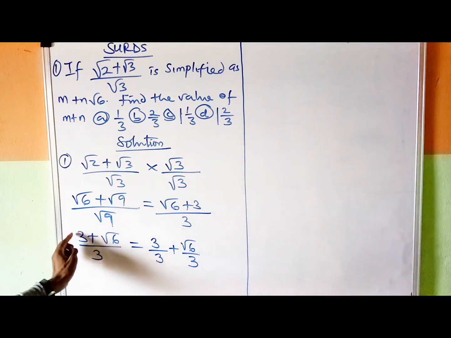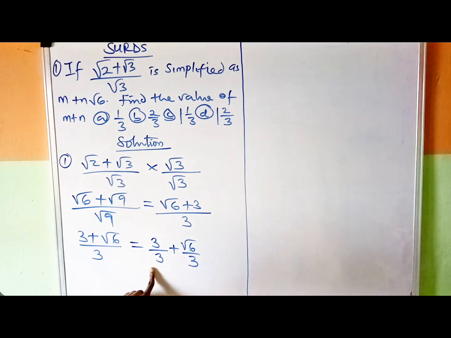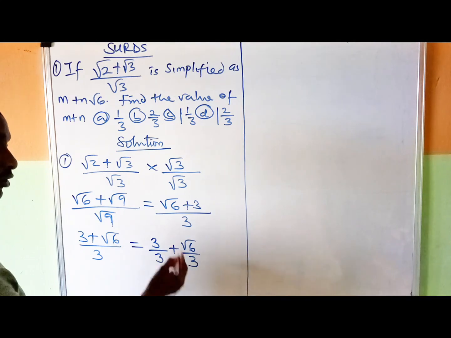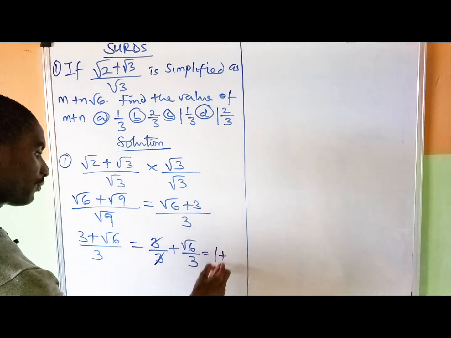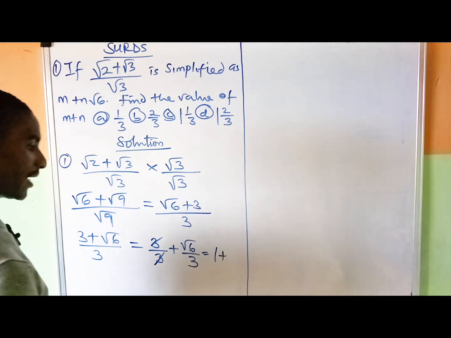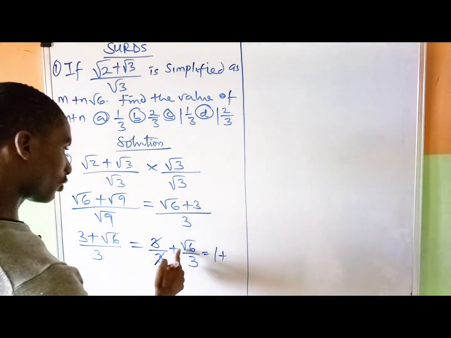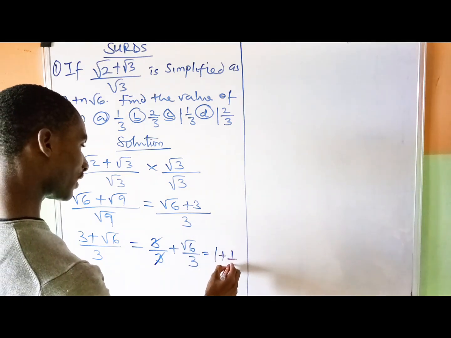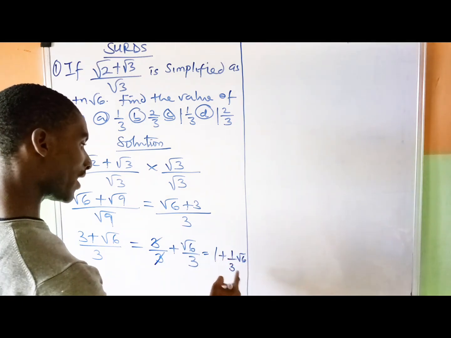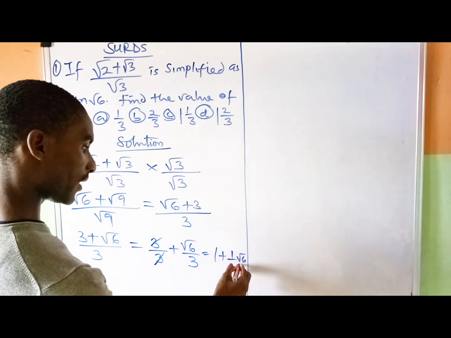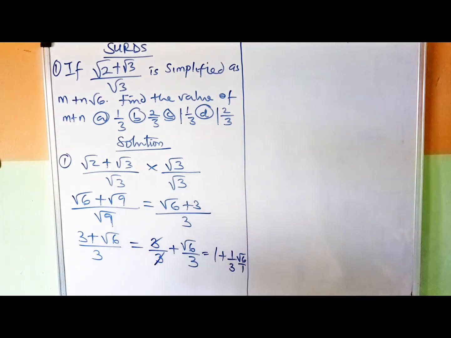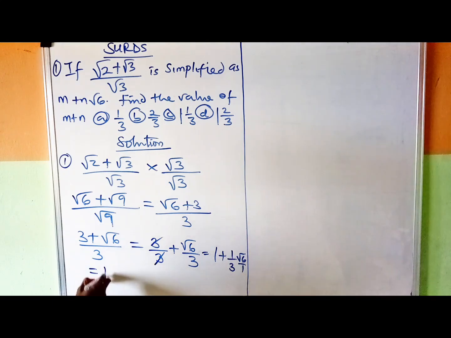So when you split it, you have 3 divided by the denominator 3 plus root 6 divided by 3. With this, you can convert it to something like this. 3 cancels 3, you have 1. So you have 1 plus. Now, root 6 divided by 3, you cannot divide it. So I can rewrite this as 1 over 3 root 6. Why? Because 1 multiplied by root 6 gives me root 6, and 3 multiplied by 1 gives me 3. So my final answer is going to be 1 plus 1 over 3 root 6.